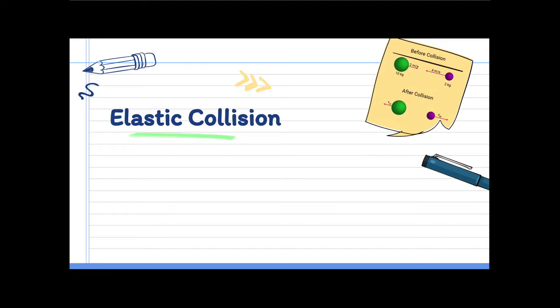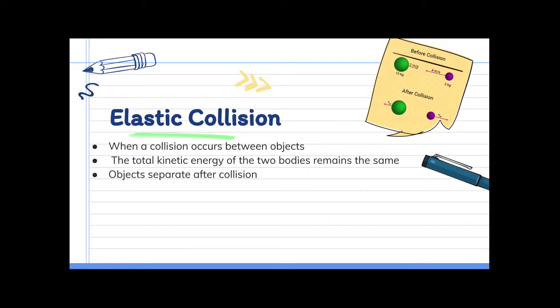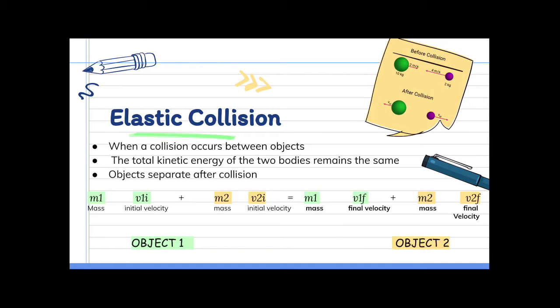For elastic collision, it's kind of the same thing, just a little bit different. Again, elastic collision is when a collision occurs between two objects. The total kinetic energy of the two bodies remains the same in elastic collision, and the objects separate after collision. This is different from the first one because obviously the objects are separated after the collision.